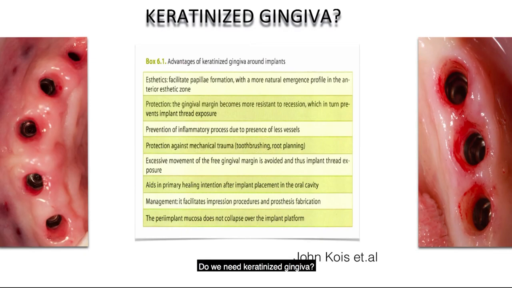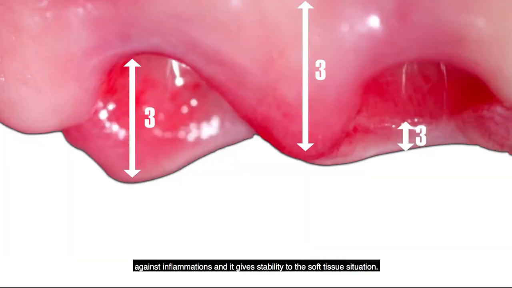Do we need keratinized gingiva? For the stability of the implant, not necessary. But the keratinized gingiva, and we can read it in the article of John Coyce, is needed around the implant to protect the implant against infection, against recession, against inflammatory procedures and processes, and it gives stability to the soft tissue situation.